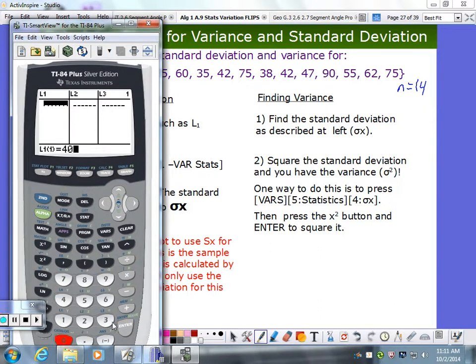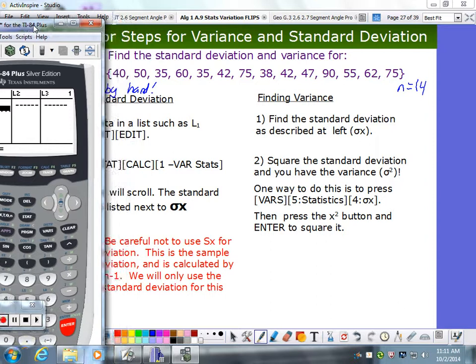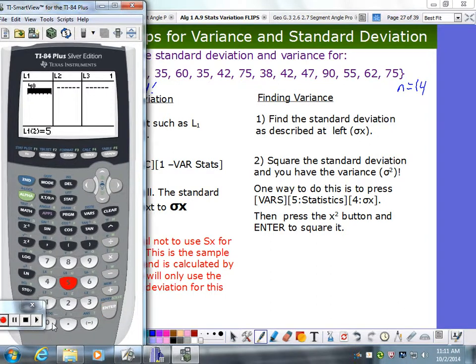40, 50. Right, you're doing this too, right? 35, 60. 38, 42, 47, 90, 55. Oh, wrong. 52 and 75.